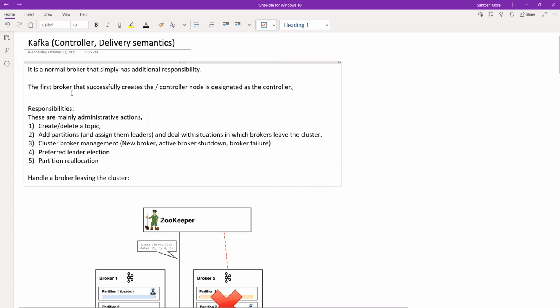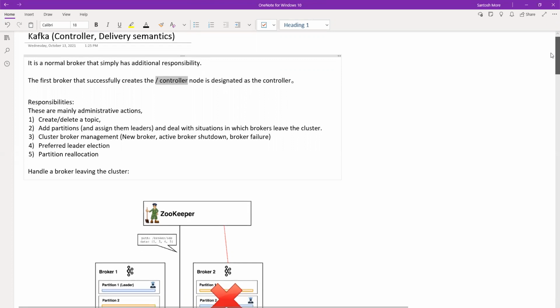Okay, so the way a particular broker is selected as a controller: imagine your cluster is just starting up, none of the brokers are on, and they start one by one. Whenever any broker comes and registers to the /controller znode in ZooKeeper, that broker will be your controller. So as simple as that. Whichever registers first to that controller node will be the controller broker.